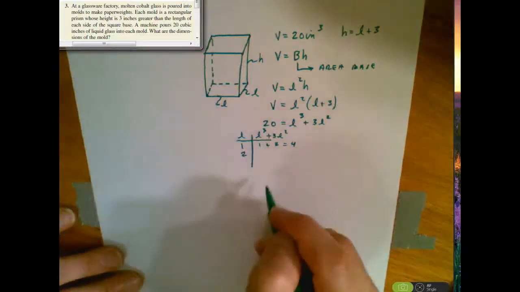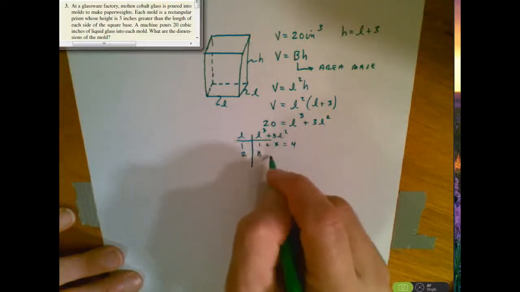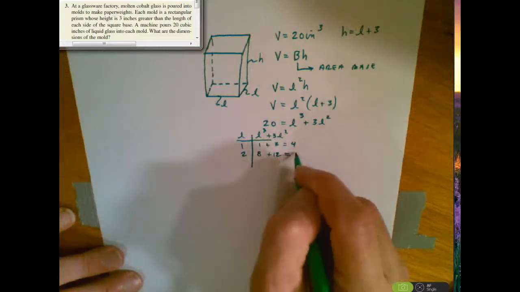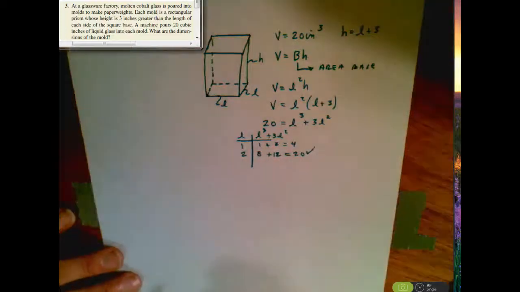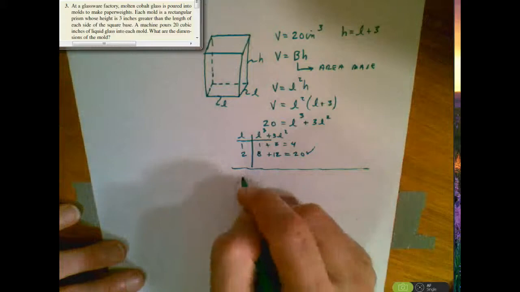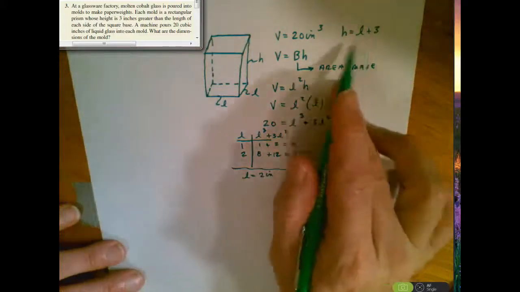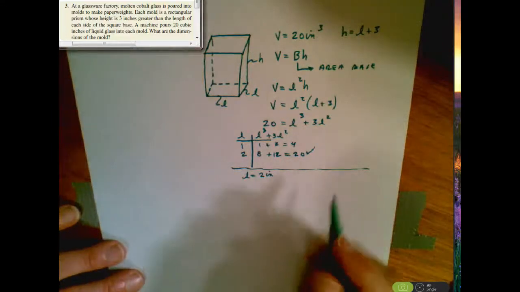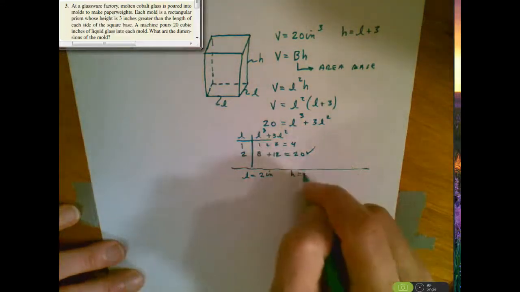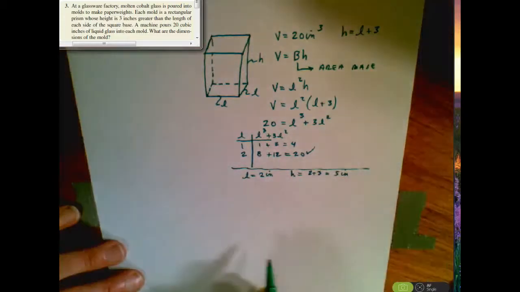So let's do L is 2. 2 cubed is 8, and then 3 times 4 is 12. In fact, we got lucky here. This problem matched up and gave us 20, so we didn't have to do much work. We got L is 2 there. It wants to know the dimensions, so L is equal to 2 inches. And then H is 3 inches bigger than L, so H is equal to 2 plus 3, which is 5 inches. So the dimensions now we know are 2 inches for the base and 5 inches for the height.